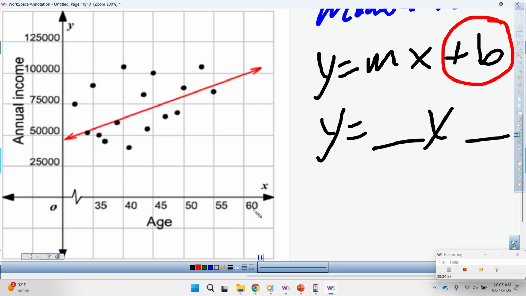Pass to someone. Lolly. Oh, Riley, my bad. Riley, go. Y-intercept. This is 25,000. Focus. This is 20. Guys, this is 25,000. Up here is 50,000. What would it be here? All right, I'll take that. Positive 45,000. Write that in there.